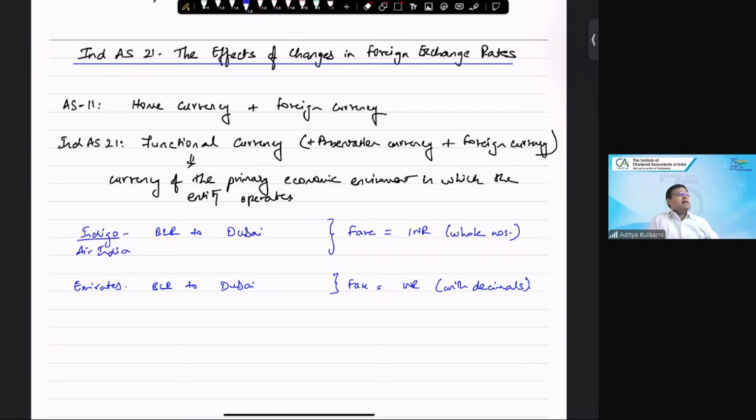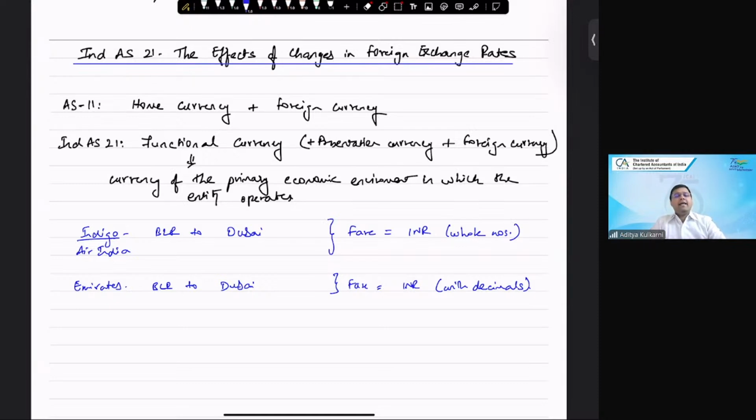So typically these airlines have a back office in the form of a subsidiary. So Emirates will have, suppose for namesake, Emirates India Private Limited. It will have one such subsidiary. Now Emirates India Private Limited's functional currency will be what? Because what happens is, I will book the flight. The portal that I log into will take me to the India-based website of Emirates.